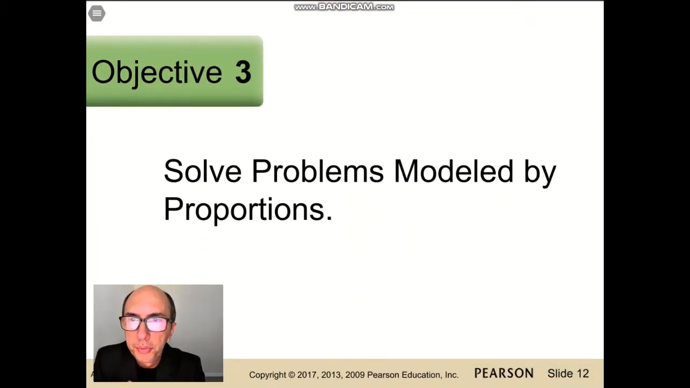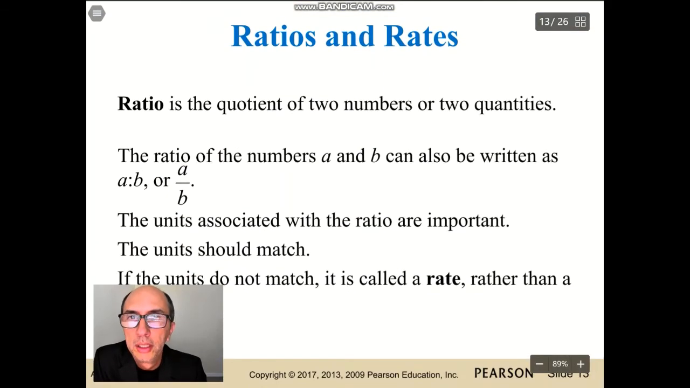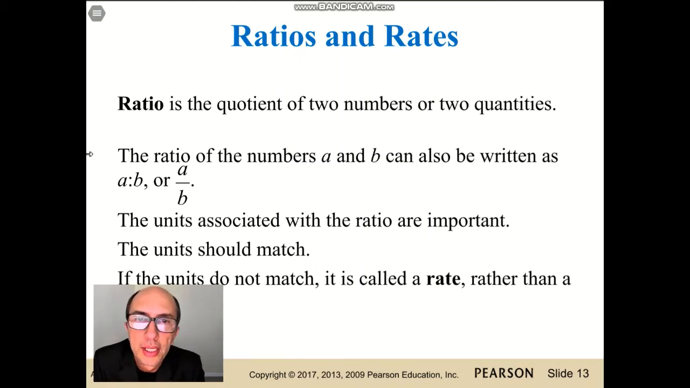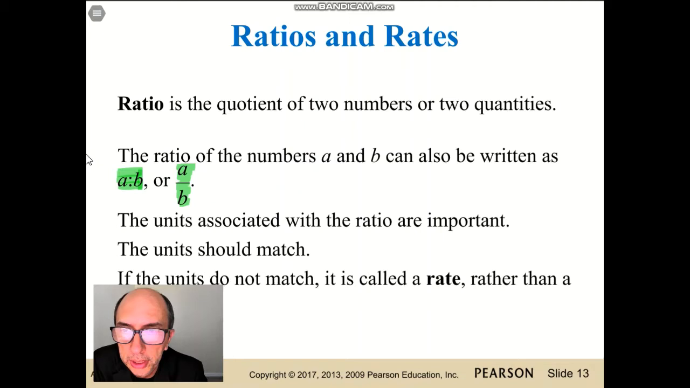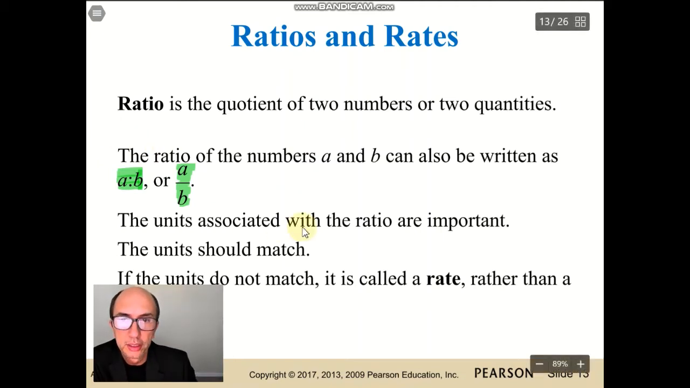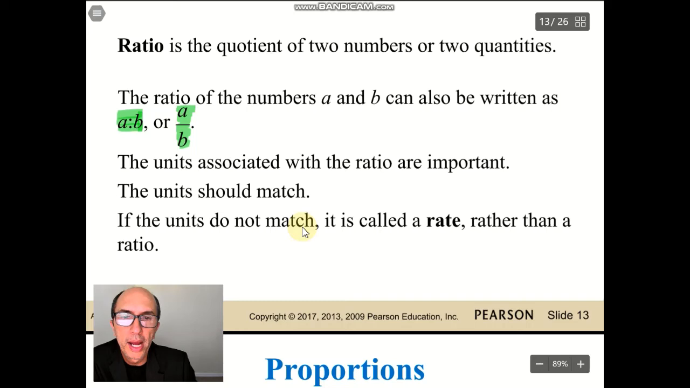Next objective, number 3, solve problems modeled by proportions. A few definitions. A ratio is the quotient of two numbers or two quantities. The ratio of the numbers a and b can also be written as a:b or a over b. The units associated with the ratio are important. The units should match, and if the units do not match, it's called a rate rather than a ratio. So it's going to be a rate.